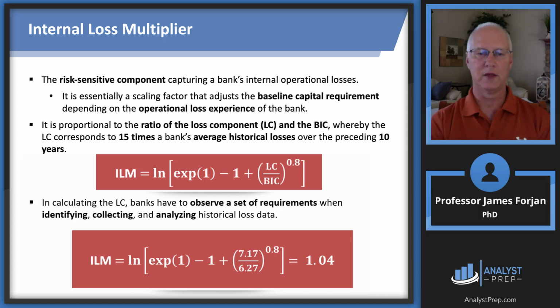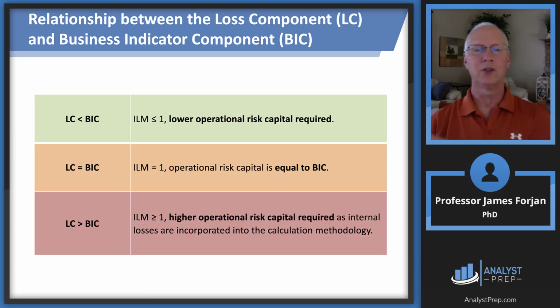Now, before I get into the mathematics there, let me go into the next slide, and I'm going to relate that ratio to you, and back to what I was talking about with beta here. So if we have this internal loss multiplier less than 1, that's going to be lower operational risk capital required. If it exceeds 1, it's going to be higher operational risk capital required. And then on the odd chance that it equals 1, then we're going to have operational risk capital that's going to be equal to the BIC.